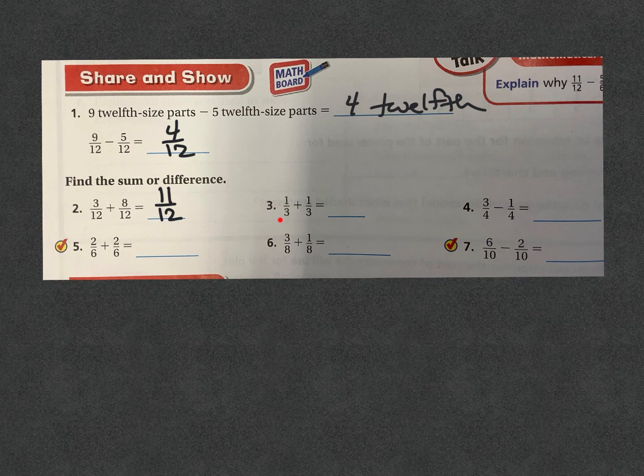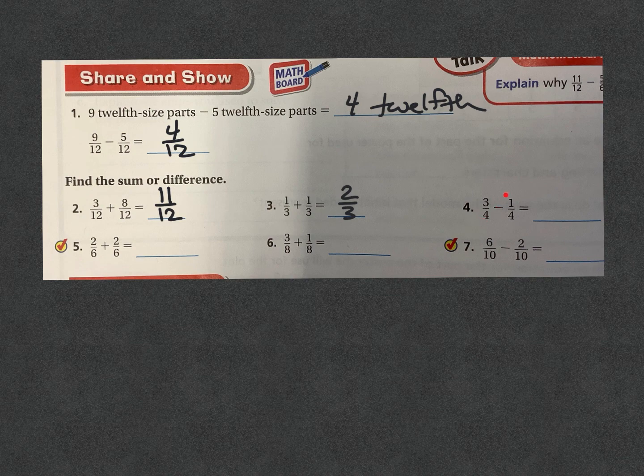Here I have 1/3 plus 1/3, so they're cut into 3 equal size parts, and we're going to leave them cut into 3 equal size parts. I get 1 here, and then another one there for a total of 2 out of the 3 equal size parts, 2/3.